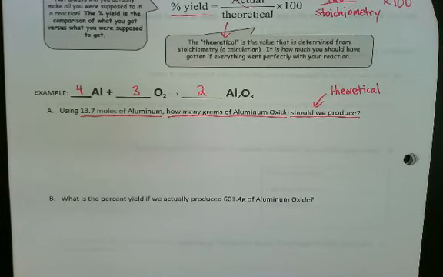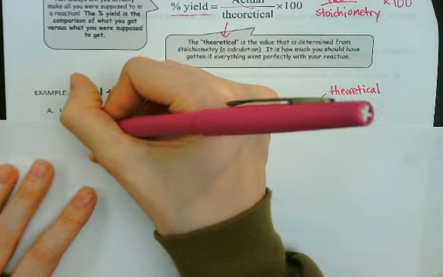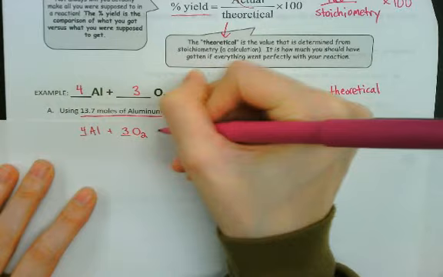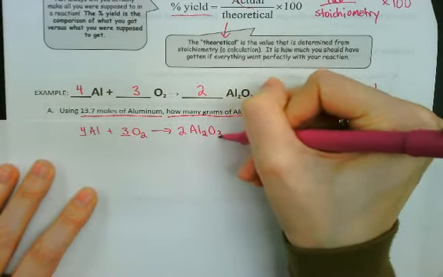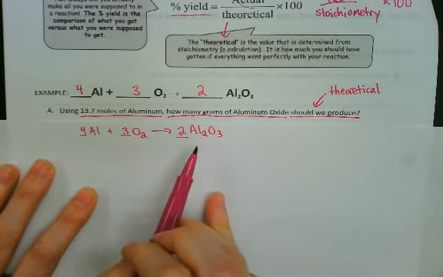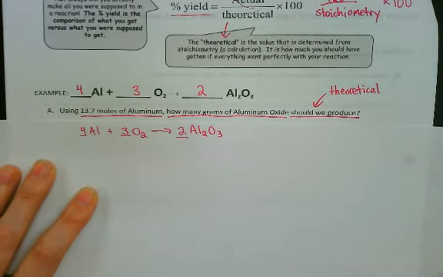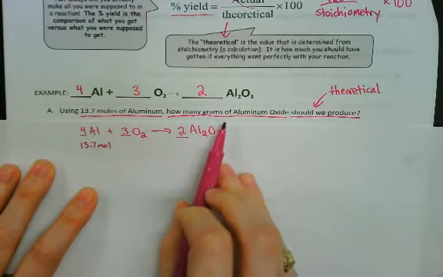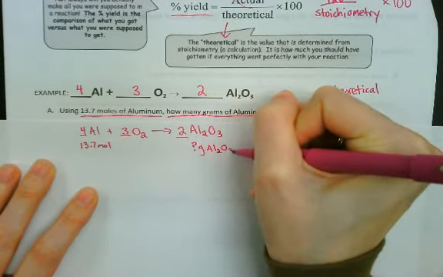I'm going to go ahead and rewrite this balanced equation down here so I can make myself a stoichiometry map. So I see I have 4 moles of aluminum, 3 moles of oxygen, reacting to form 2 moles of aluminum oxide. So there is my balanced equation. I want to make a map here so I know how to set up my dimensional analysis. I'm told that we have 13.7 moles of aluminum, and we want to figure out how many grams of aluminum oxide we need.